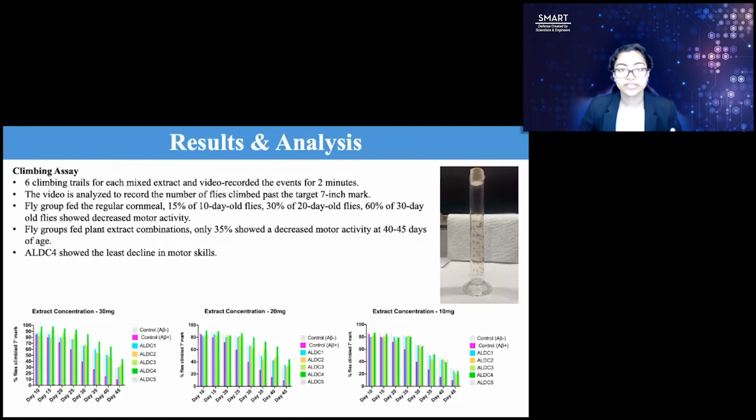And so as you can see in these graphs, I recorded decreased motor activity in 15% of 10-day-old flies, 30% of 20-day-old flies, and 60% of 30-day-old flies that were fed regular cornmeal. However, in the fly groups fed the plant extract combinations, only 35% showed a decreased motor activity at 40 to 45 days of age. And so similar to the lifespan assay, ALDC4 showed the least motor activity decline.